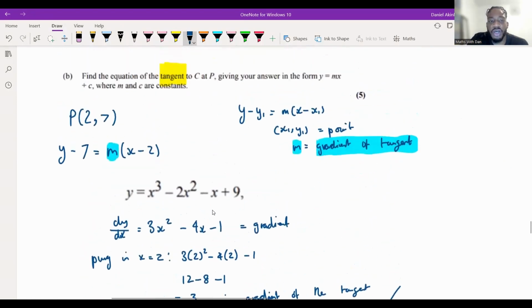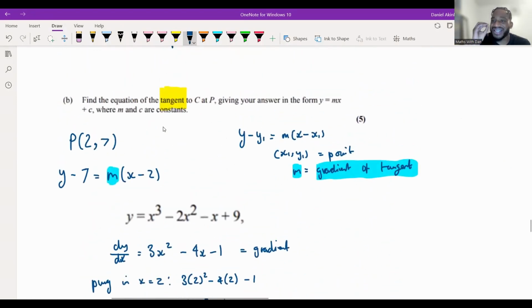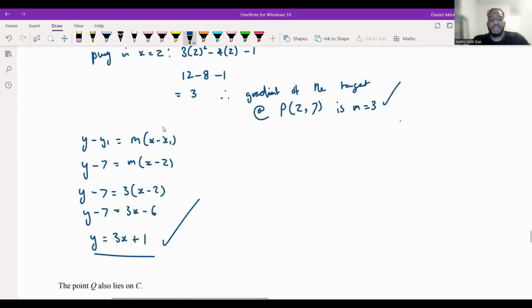Yeah. So just to clarify, whenever you see that word tangent, guys, in A-level maths, differentiate. Even if you don't know what to do, tangent is just a key word for differentiate. It's just a synonym. If you ever see the word tangent, you differentiate because they're looking for the gradient, right? Okay, so we've done that.